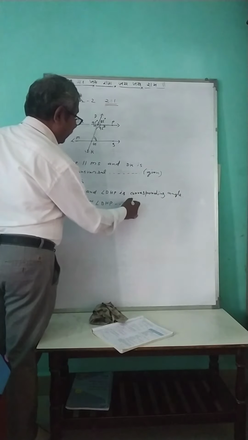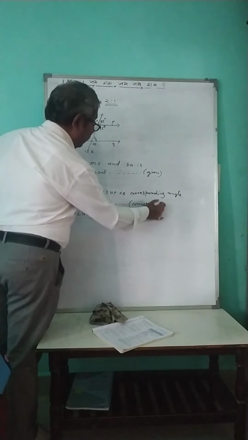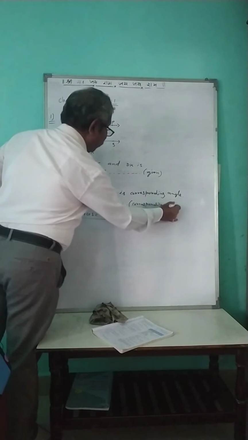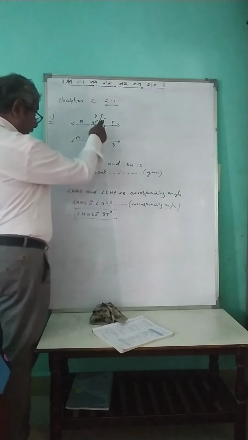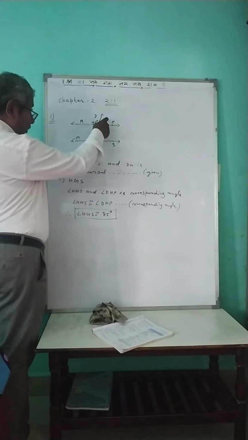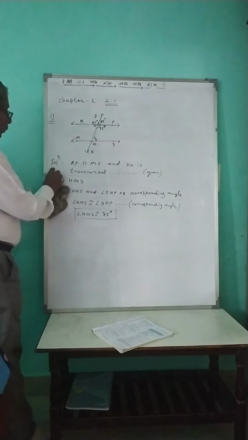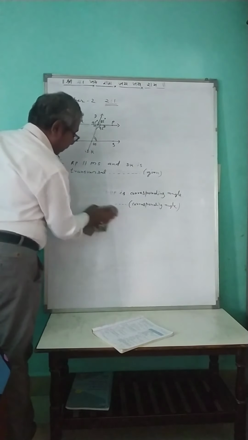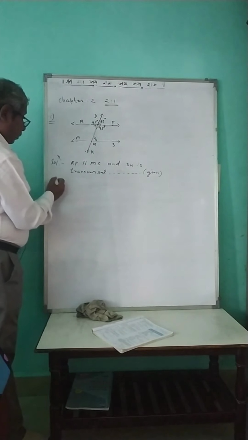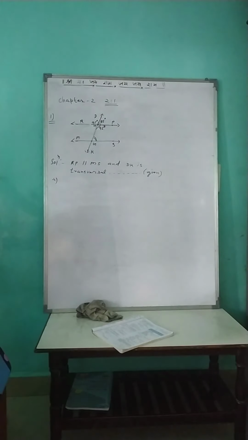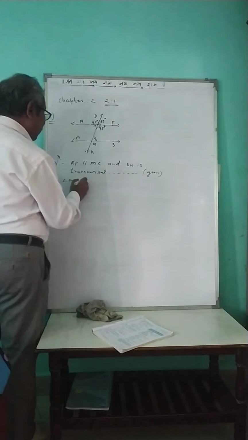Here you have to write corresponding angle, and you know corresponding angles are congruent. Okay, that's why if DHP is equal to 85, then HGS is also 85. Now fourth one. What is the fourth one? Fourth one is angle MGK.